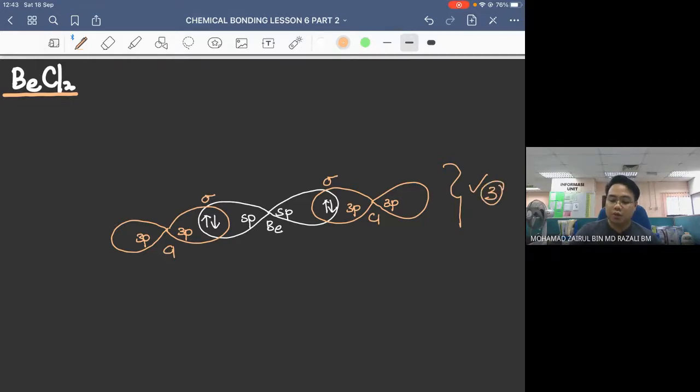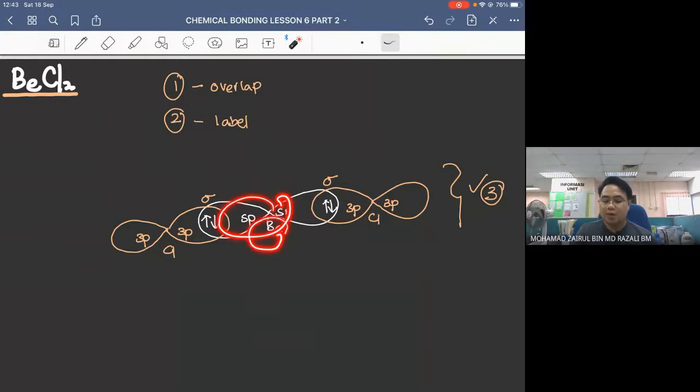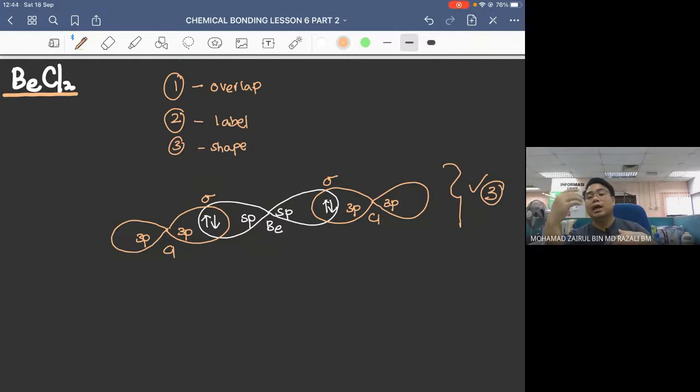Dalam 3 marks itu, 1 markah awak akan dapat daripada dia punya overlap. The second mark awak akan dapat dari punya label. Label itu bermaksud awak label hybrid, awak label atom, awak label orbital, awak label sigma, awak label pi, semua cukup label, baru awak akan dapat satu markah. Another mark, the last one, is the shape of the hybrid itu, dan dia punya shape itu mesti selari dengan dia punya geometry of the molecule.